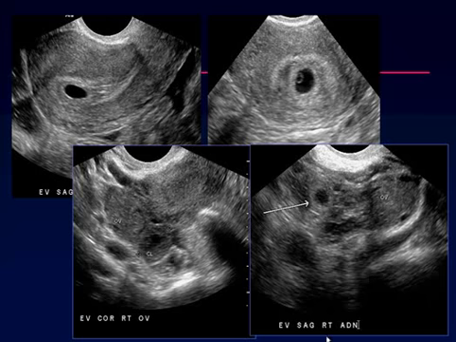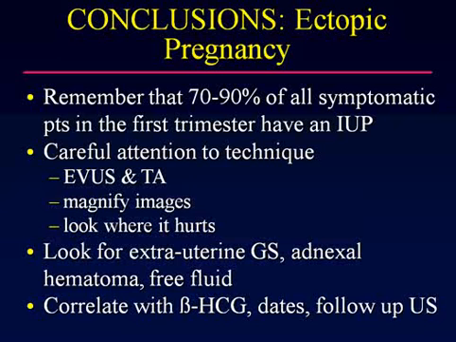So it's been my experience that the incidence is actually probably increasing a little, and not all of these seem to be related to assisted reproductive technique, but certainly in those patients you need to be particularly careful to look for both an intrauterine and extrauterine pregnancy.